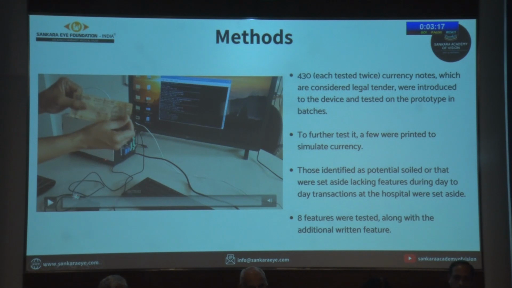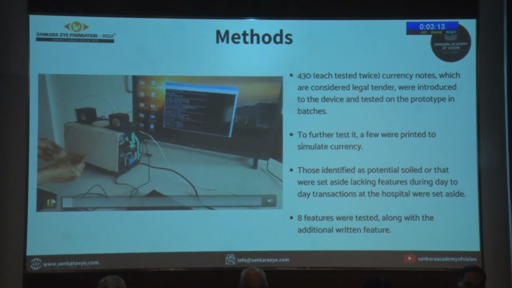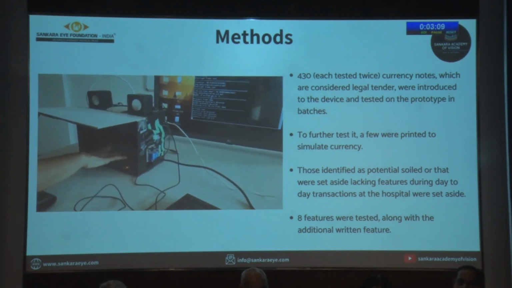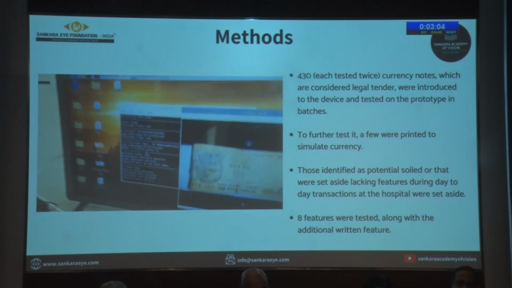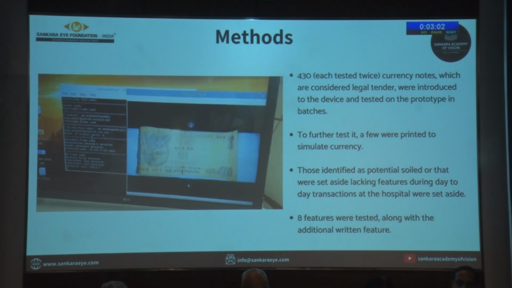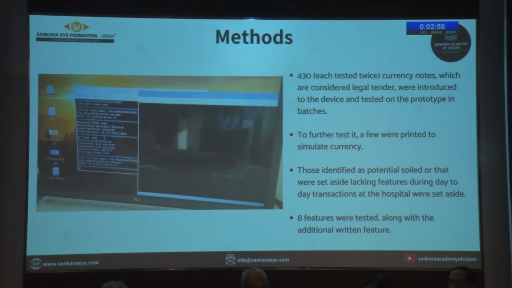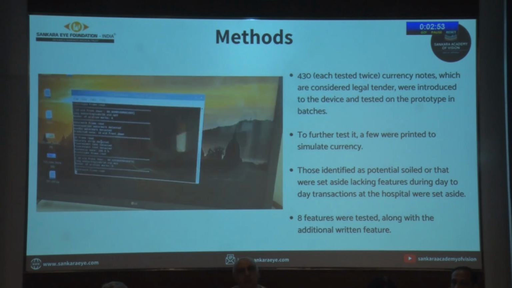So this video shows a slowed down version of how the actual authentication works. We used about 430 currency notes that we tested through 4 different cycles. We then also printed some notes to simulate currency to see whether it works. So in a step-by-step measure, it identifies the denomination, then it looks at the watermark, it takes multiple images.